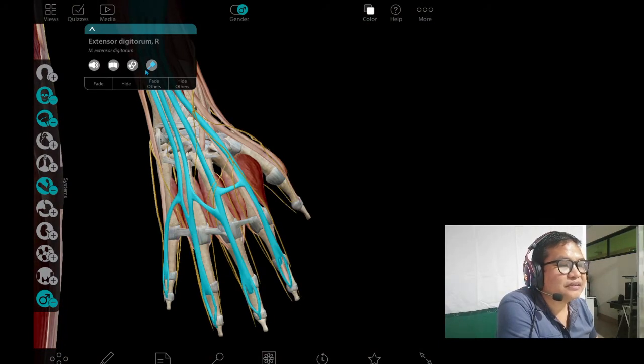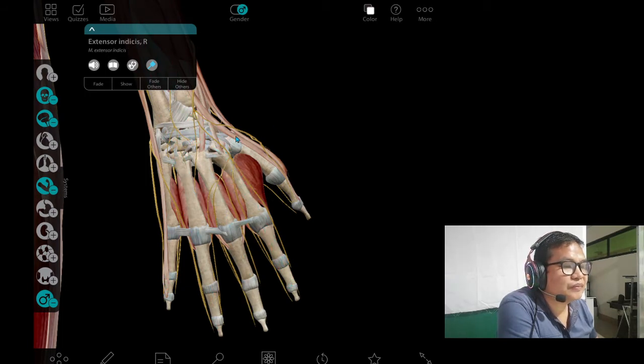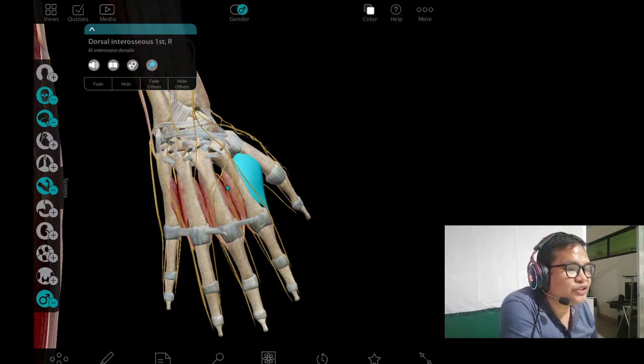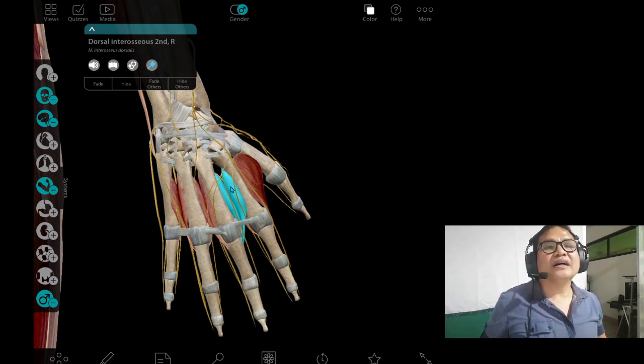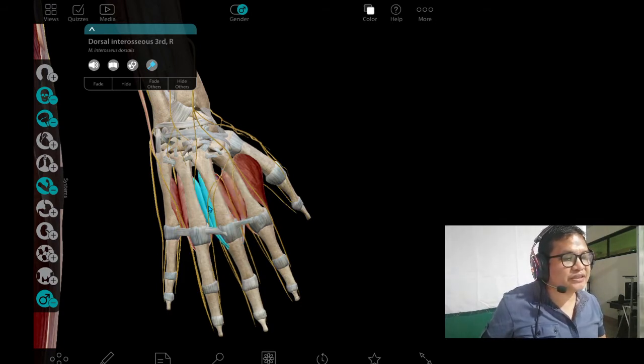Okay, so let's get the long finger extensor. Let's get that part of the anatomic snuff box. Okay, these are tendons. So here in the dorsal part we can find the dorsal interossei. So this is the dorsal interossei.